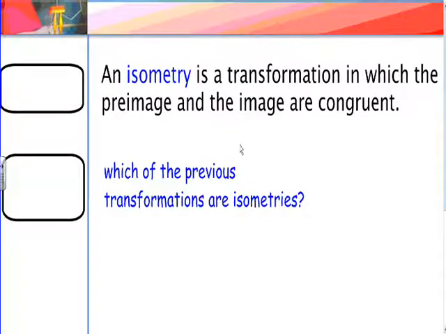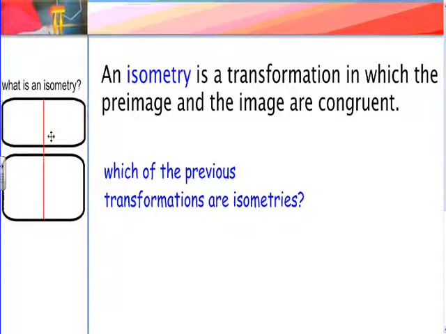Okay, here's another vocabulary word, isometry. An isometry is just a transformation where the pre-image and the image are congruent. So some transformations will result in an image that's congruent to its pre-image, and some of them won't. If they are congruent, we call that an isometry. So which of the previous transformations that we just looked at were isometries? So what is an isometry is a great question to put on the left here.